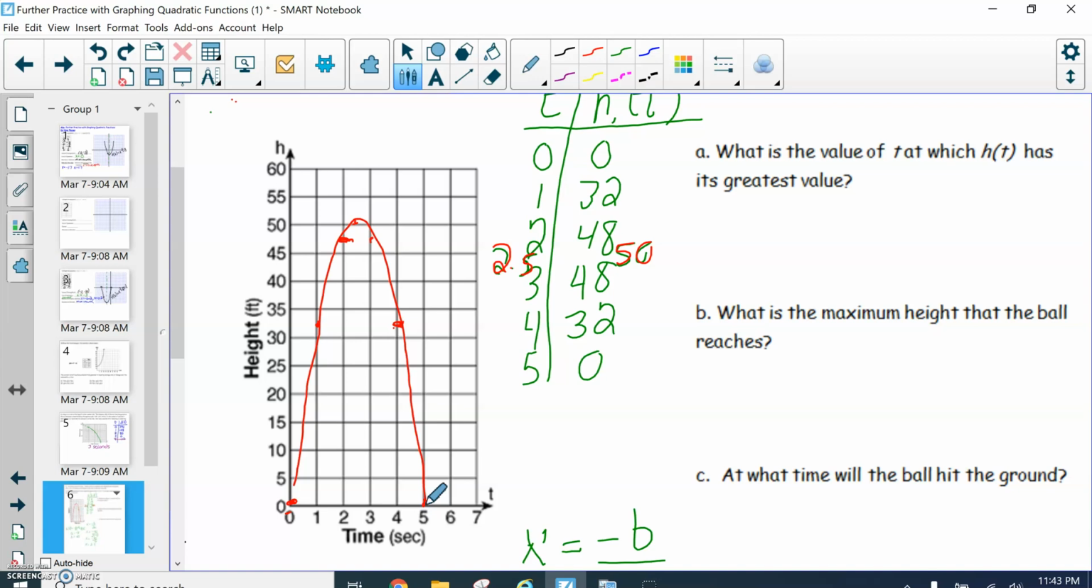So now we want to answer some questions. What is the value of t at which h of t has its greatest value? Well, the greatest value for h of t is 50, and that occurs when t equals 2.5. What is the maximum height that the ball reaches? Well, that's going to be represented by the vertex. So the maximum height of the ball is 50 feet. At what time will the ball hit the ground? Okay, so the ball is thrown up, reaches its maximum height of 50, and then starts to fall back down, and it's going to hit the ground after 5 seconds.